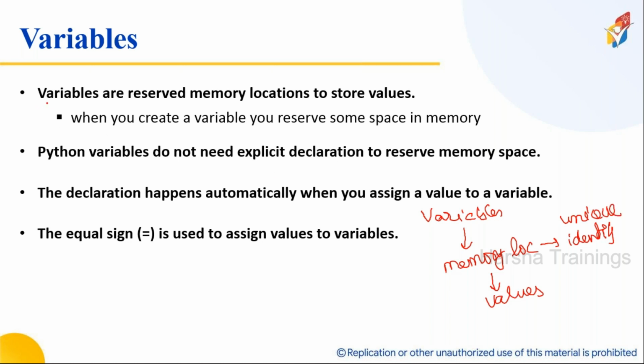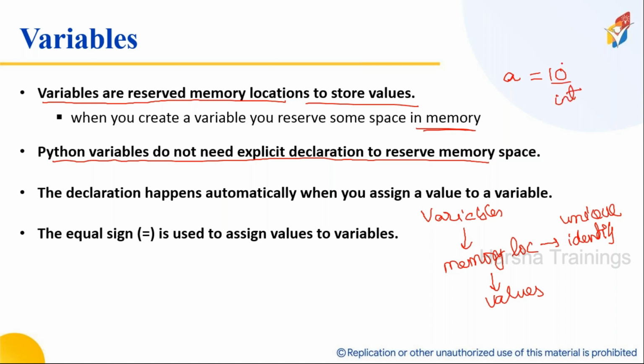Now, look carefully. Variables are reserved memory locations to store values in the memory. Python variables do not need explicit declaration of memory space. For example, if you call a the variable name, I'm going to store 10. 10 is called an integer. This integer 10 I'm storing in a variable called a.